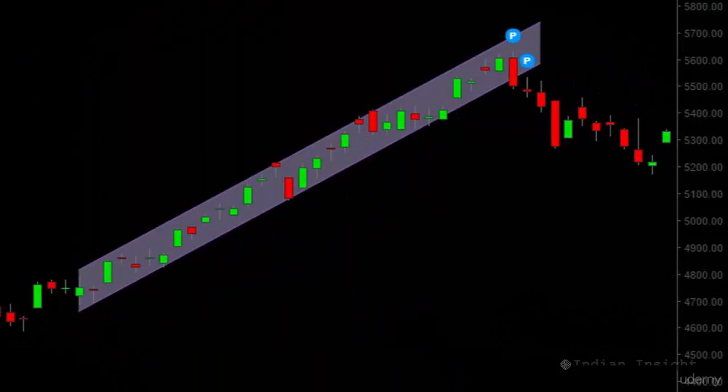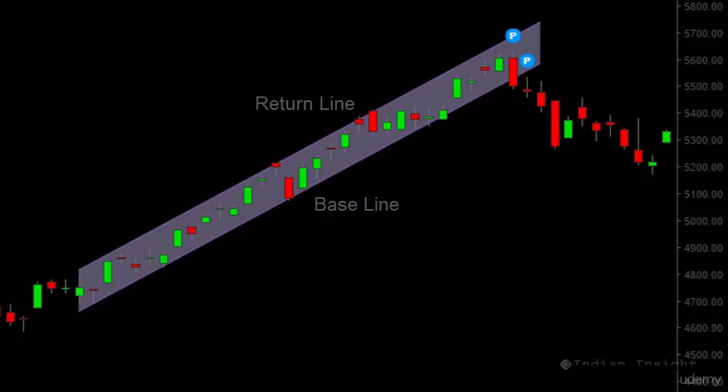Here is a chart of India's leading stock index, the Nifty. Here we see that this up move is bound by two trend lines, that is the baseline and the return line. Hence these lines form a trend channel. Now here you see that the prices were not able to touch the return line after bouncing from the baseline in an up move. On seeing this, you should be alert that the next time the prices touch the baseline, it is very likely that the prices will break below it as the rally might be losing momentum.